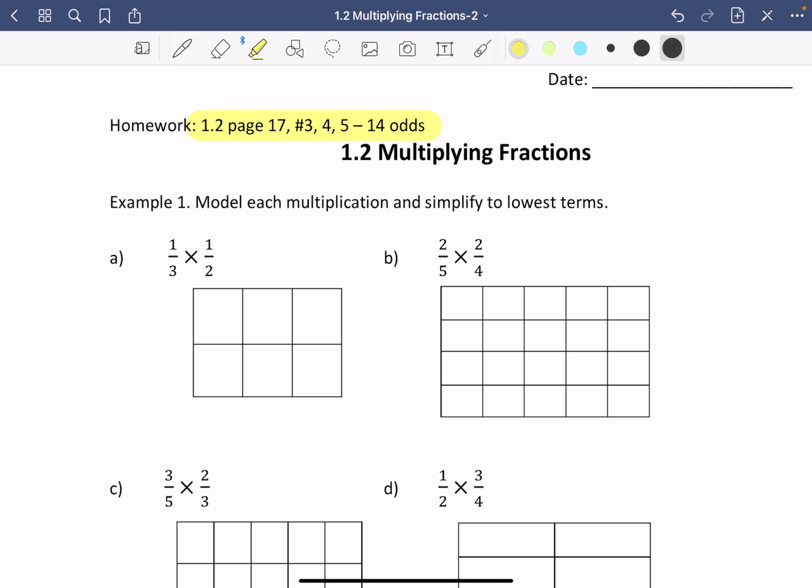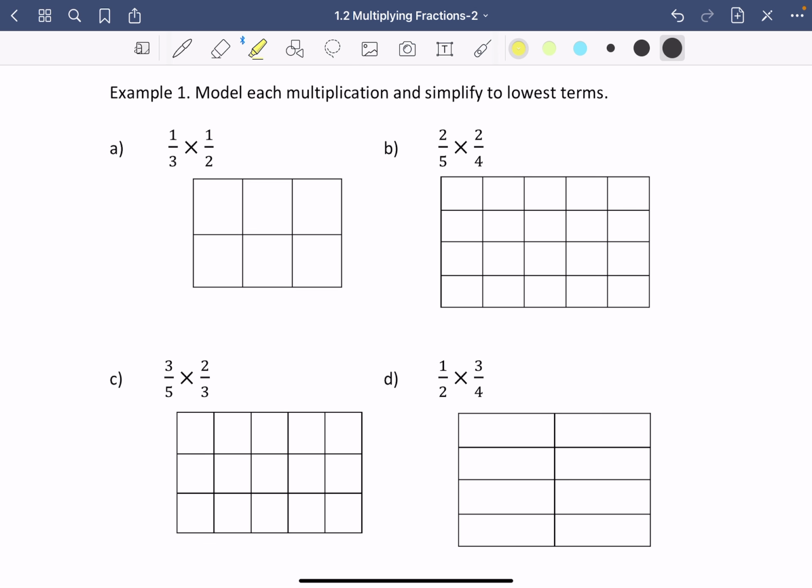Okay. So we'll be learning how to multiply fractions using two ways. The first one is using diagrams, and the second one is using our mathematical rules. Okay. Now let's learn how to do them using diagrams first. So the first question here tells us it's a third times a half.